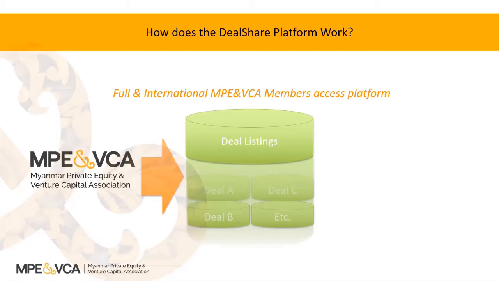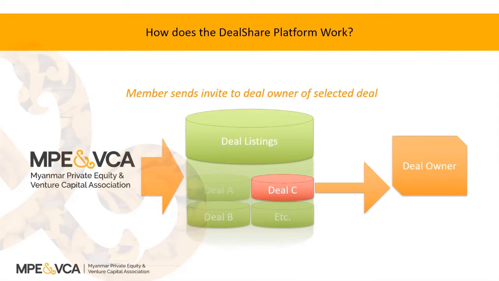From there, as we talked about, full and international members will have access to the deal listings. We can consider this to be a database of sorts. And so you see in there various deals. Let's say that an MPE&VCA member, perhaps it's EME, is looking at the deal listings and they see this deal here, right? For illustration, it's called Deal C.